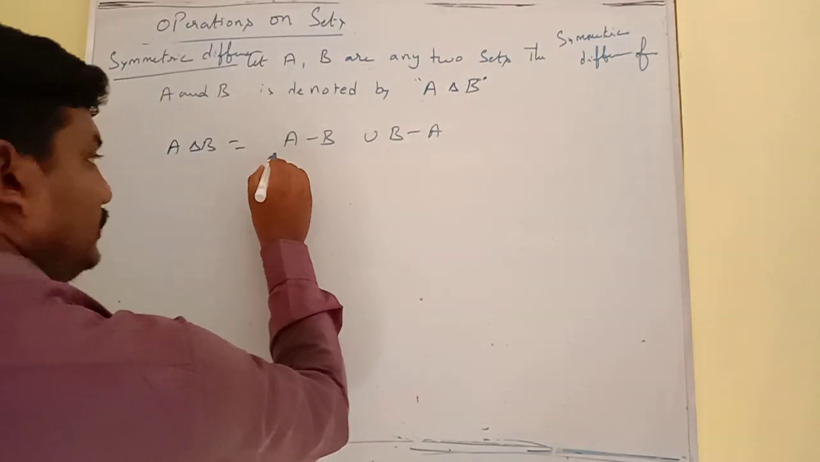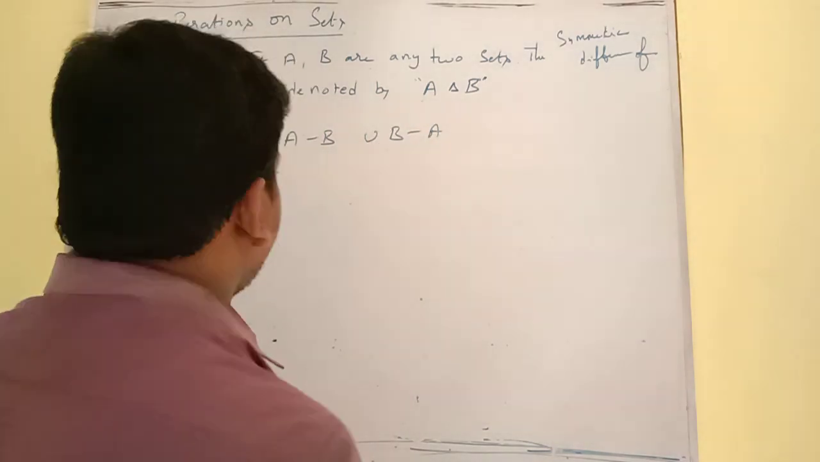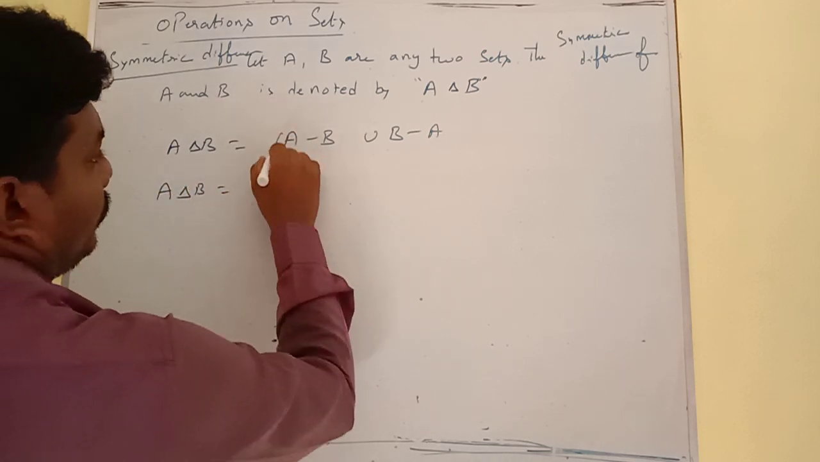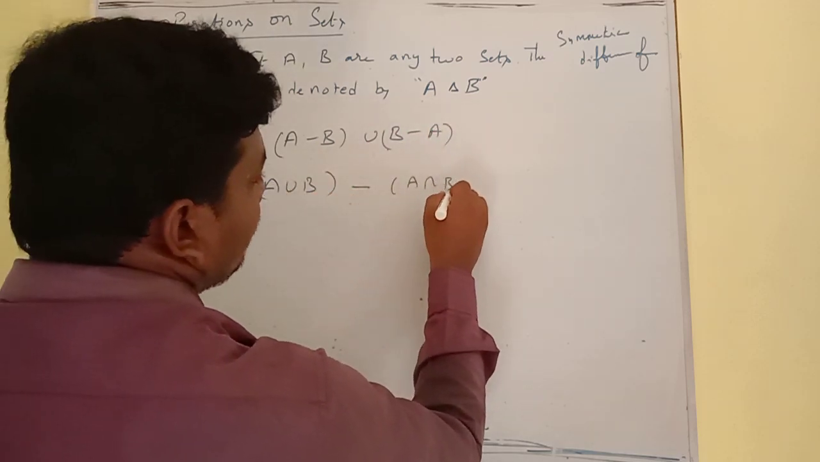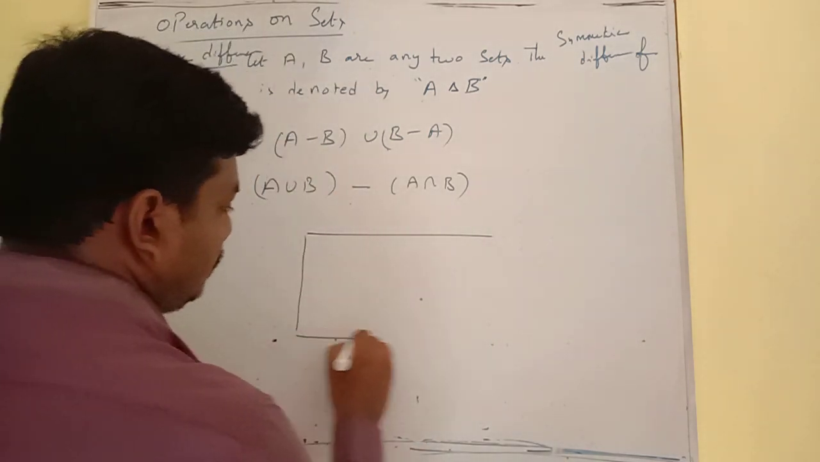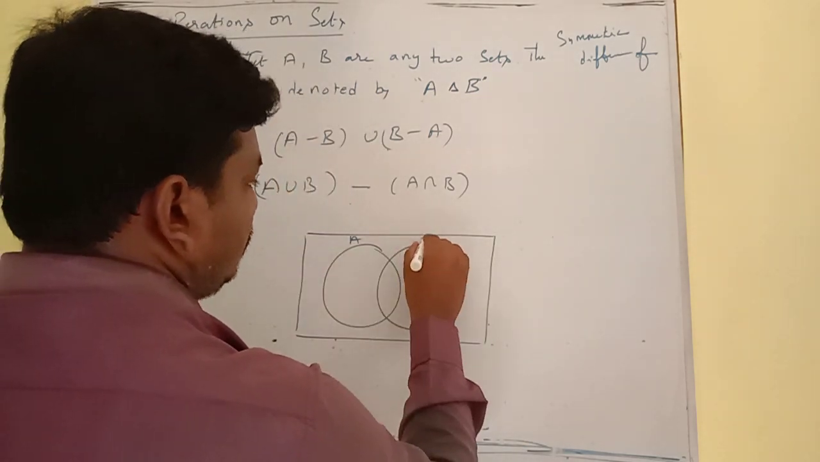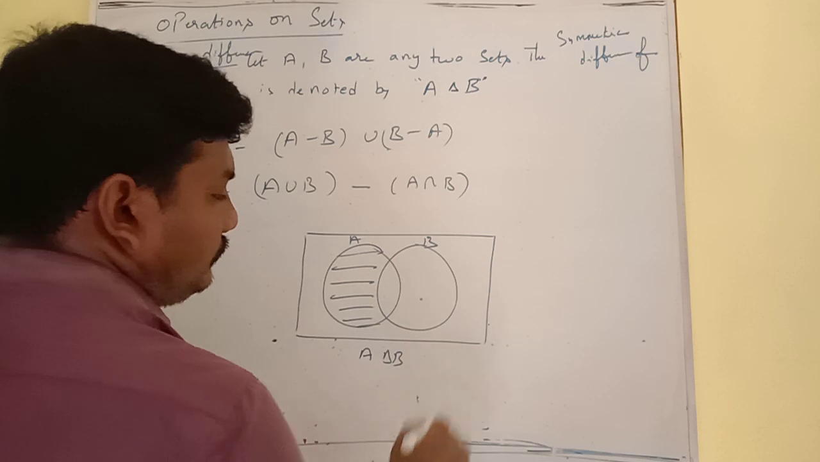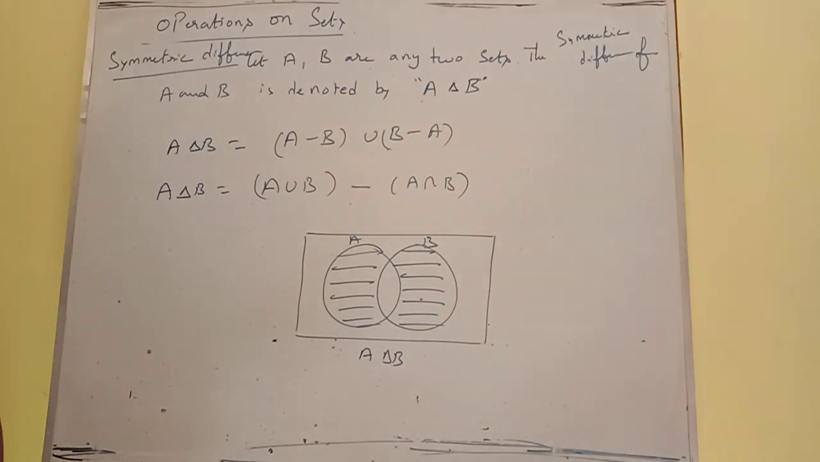That means we are going to consider A minus B values and B minus A values. Another formula to find A delta B is A union B minus A intersection B. Let me show how it is. First A minus B and B minus A we have to consider. This is A delta B.